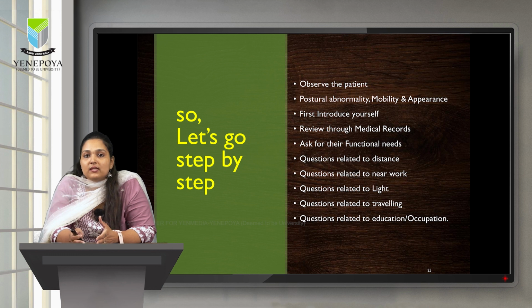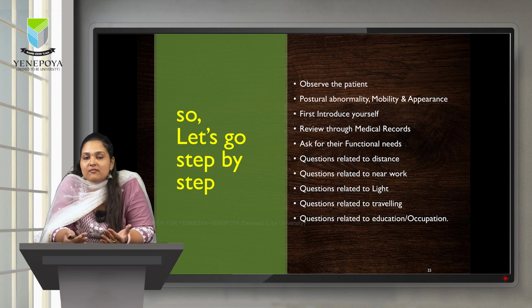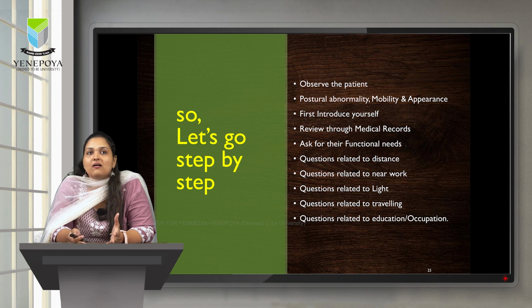Now you might be thinking how we will remember all these. It will take some 2 hours of talking to the patient itself for history taking. So these are some few steps. Let's go step by step. Keep these few steps in mind. This will help you have good history taking with your low vision patient.